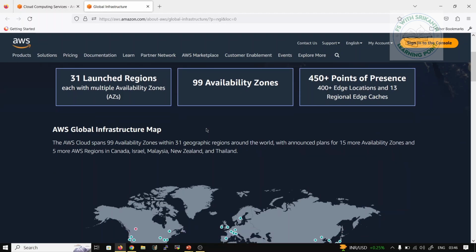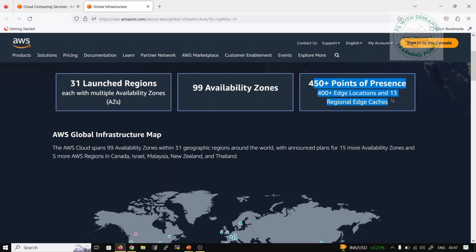And what about edge locations? In addition to data centers and availability zones, AWS also maintains a network of edge locations. These edge locations are smaller scale data centers strategically located in major cities around the world. Edge locations are primarily used for content delivery and caching, allowing users to access content with low latency and high transfer speeds. Edge locations are also used for other services like Lambda and Amazon CloudFront.